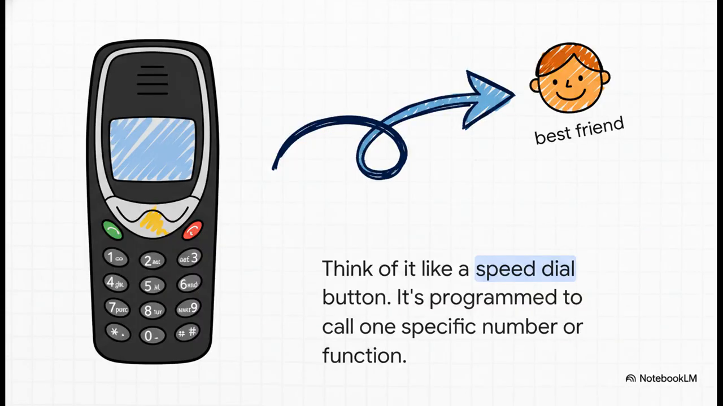The easiest way to get your head around this is to think of a speed dial button, maybe on an old school phone. You press the number 1 and boom, it instantly calls your best friend. Now that button doesn't contain your friend, right? It just holds the number it's supposed to dial. A function pointer is exactly like that. It's just a shortcut, programmed to run one very specific piece of code.